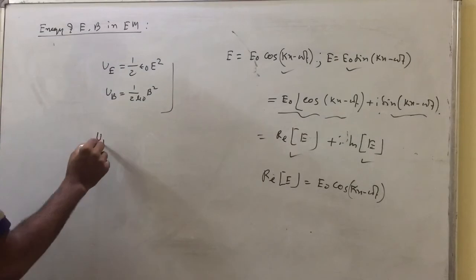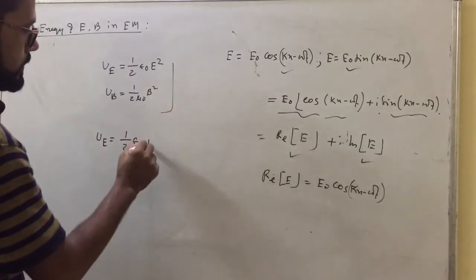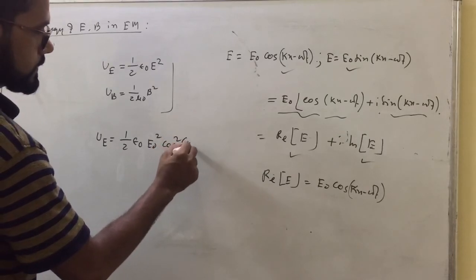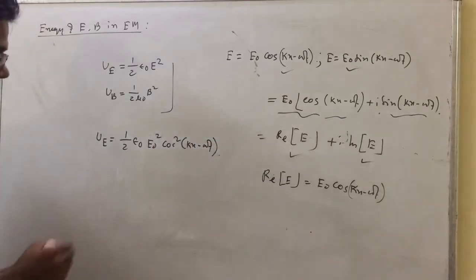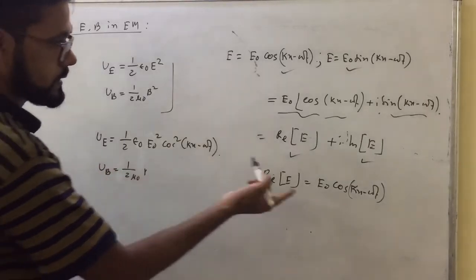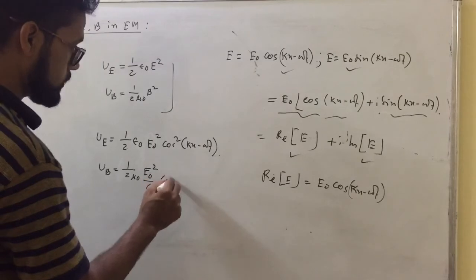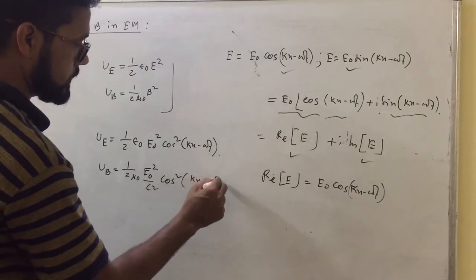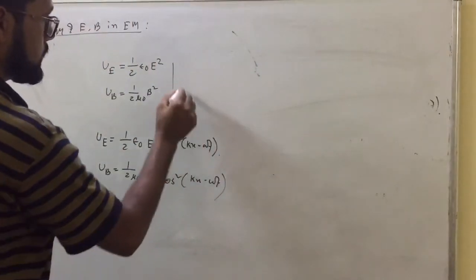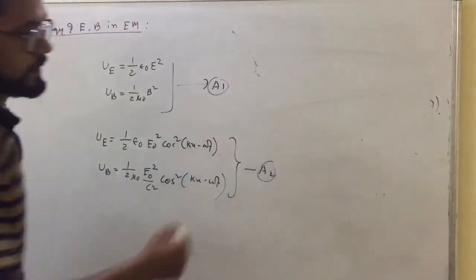So the energy density u_E equal to half epsilon naught E naught square cos square(kx minus omega t), I take cos. Is it okay? Similarly, the magnetic energy equal to 1 by 2 mu naught, this is E naught by c square, c square there is a relation, so cos square(kx minus omega t). Is it okay? This is the relation one, and this is the instantaneous energy. Okay.